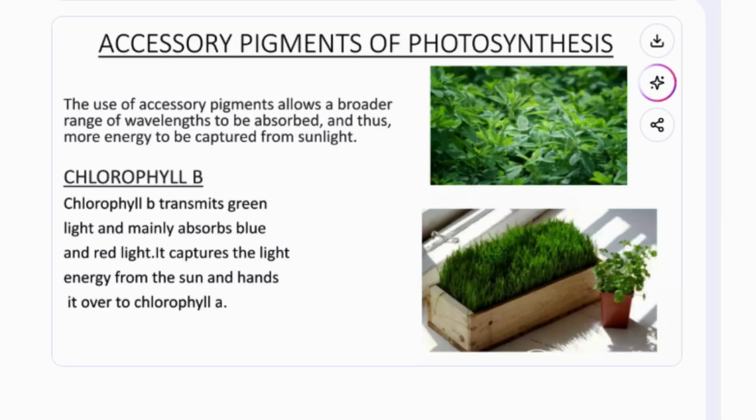There are some accessory pigments of photosynthesis. The use of accessory pigments allows a broader range of wavelengths to be absorbed, and thus more energy to be captured from the sunlight. For example, chlorophyll B transmits the green light and mainly absorbs the blue and red light. It captures the light energy from the sun and hands it over to the chlorophyll A pigment.